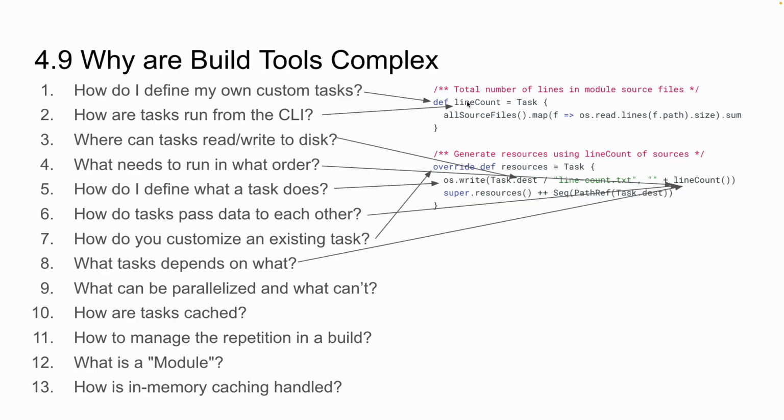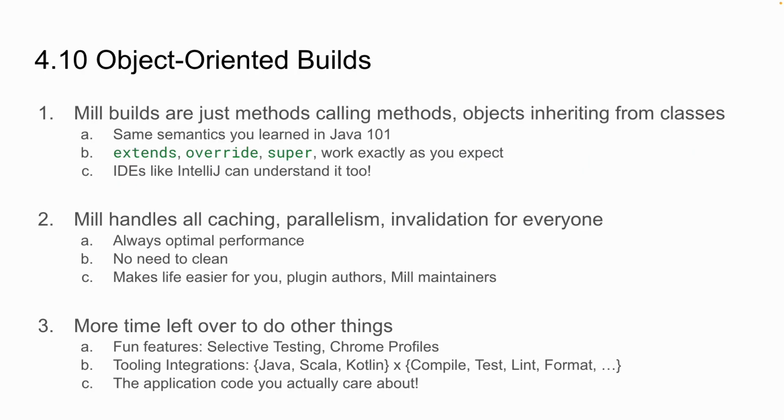So we don't need to manually jigger the order of the graph in order to make things work. The fact that you call methods in the OOP program already gives us that order. So just to sum up the idea of object-oriented builds, the key insight here is that the whole build is very well modeled as methods, objects, classes, extends, overrides, super. And these are all ideas that you already know how they work.